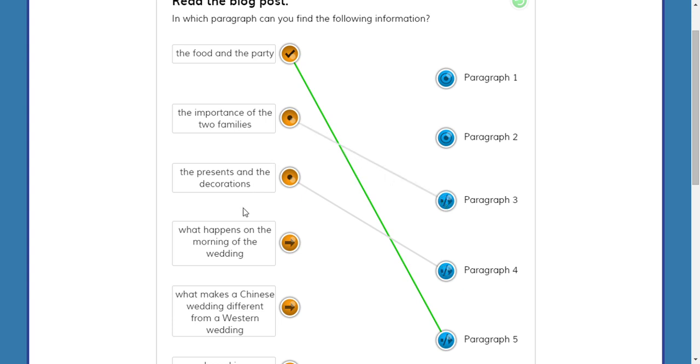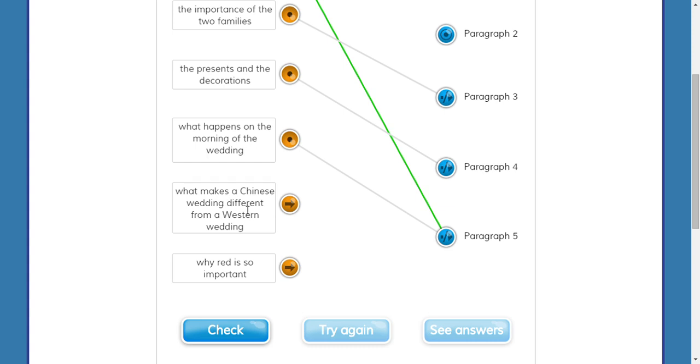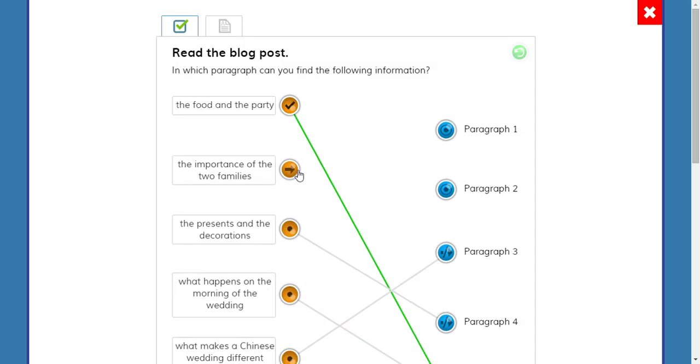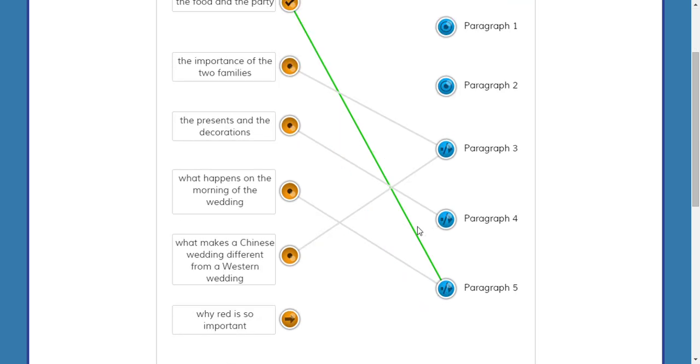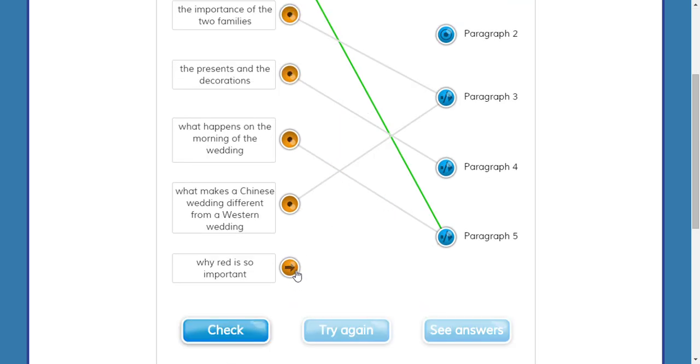What about what happens on the morning of the wedding? Paragraph number 5. Okay. Number 5. And the last one. No, I'm sorry. There are two questions. What makes a Chinese wedding different from a Western wedding? Paragraph number. Okay. This is here. And also, this is here. There are two. And the last one, why red is so important? In what paragraph? Number 4.